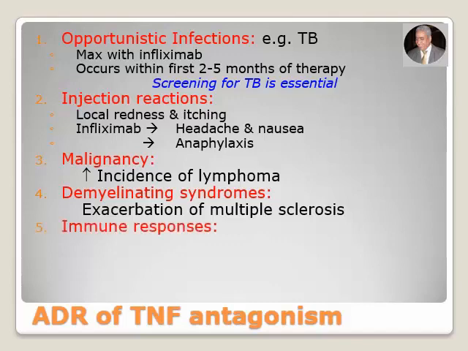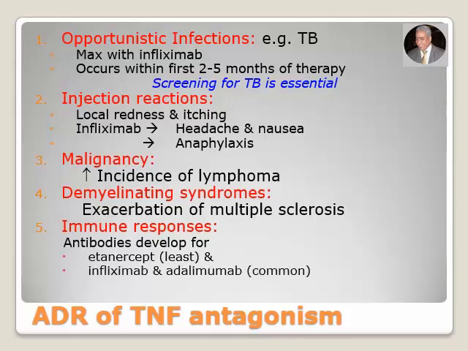The last group are abnormalities in the immune response. Antibodies may develop against the drug, which lead to loss of its efficacy. This is least with etanercept, but is more common with monoclonal antibodies. So, methotrexate is added to blunt this effect.